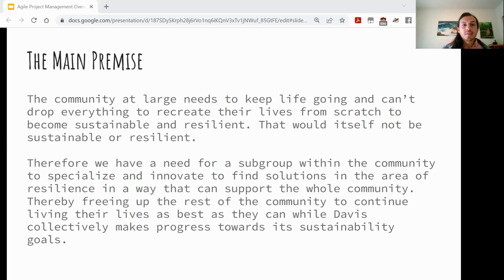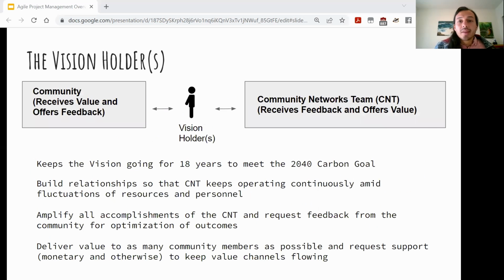Therefore, we have a need for a subgroup within the community to specialize and innovate to find solutions in the area of resilience and sustainability in a way that can support the whole community, thereby freeing up the rest of the community to continue living their lives as best as they can while Davis collectively makes progress towards its sustainability goals. The vision holder is the connective tissue between the wider community and the Community Networks team, or the CNT for short, which is creating the sustainability solutions for the town.